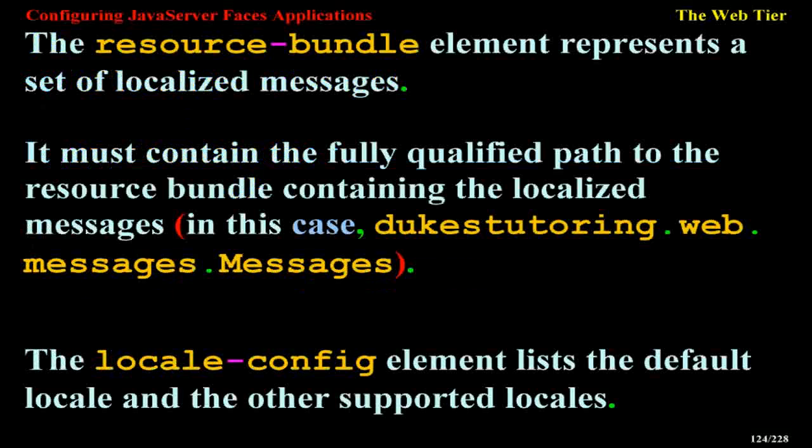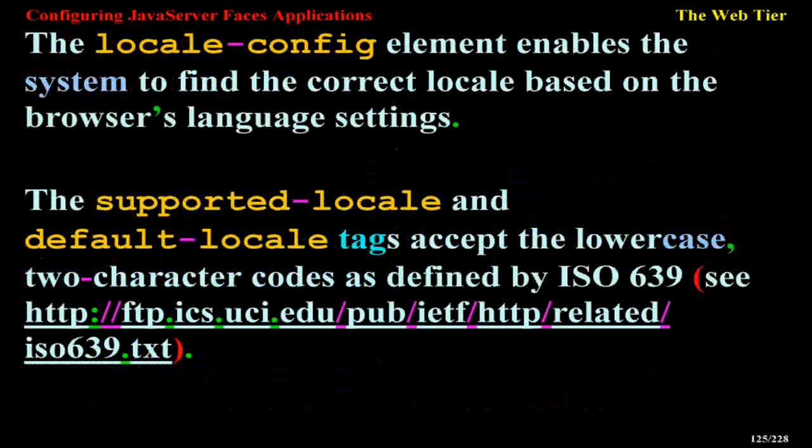The resource-bundle element represents a set of localized messages. It must contain the fully qualified path to the resource bundle containing the localized messages, in this case, Descriptor.web.messages. The locale-config element lists the default locale and the other supported locales. The locale-config element enables the system to find the correct locale based on the browser's language settings. The supported-locale and default-locale tags accept the lowercase two-character codes as defined by ISO 639.